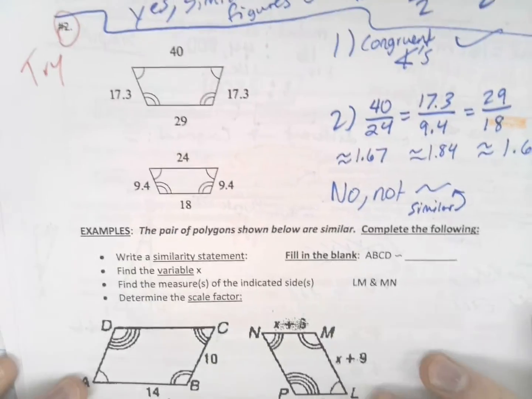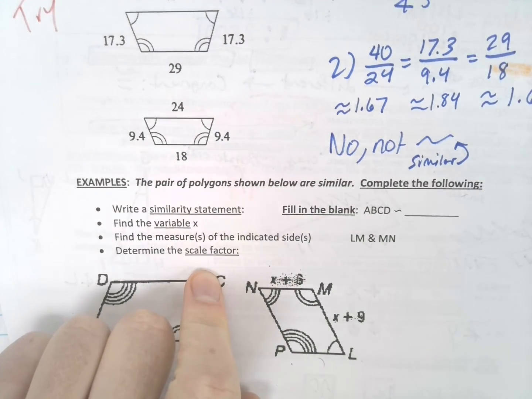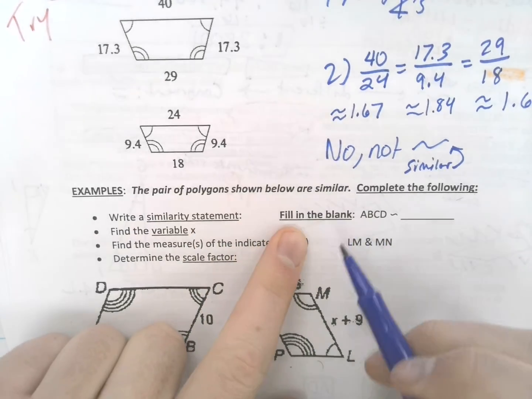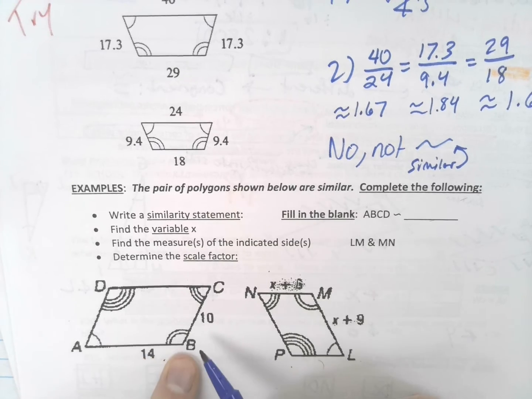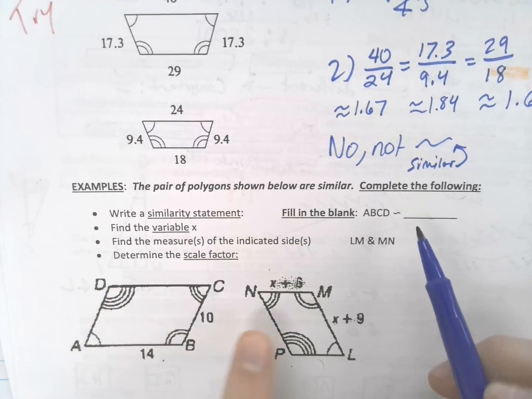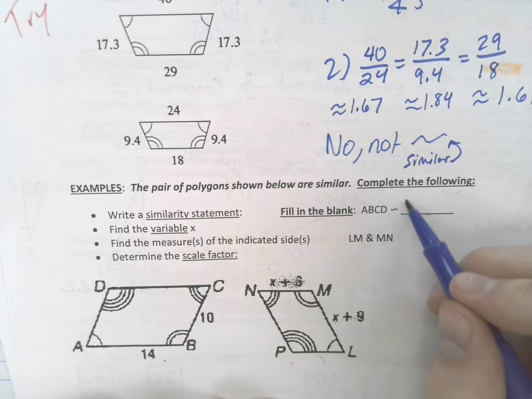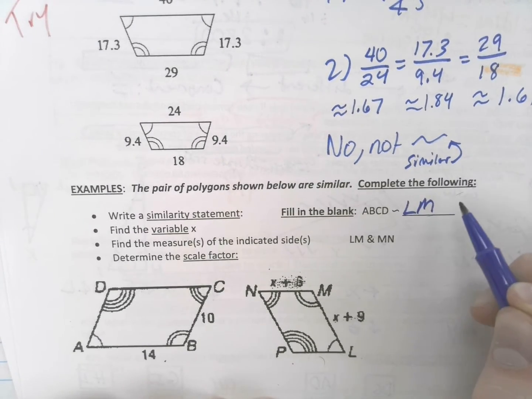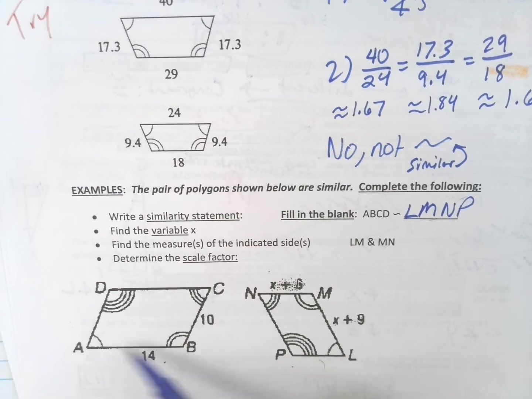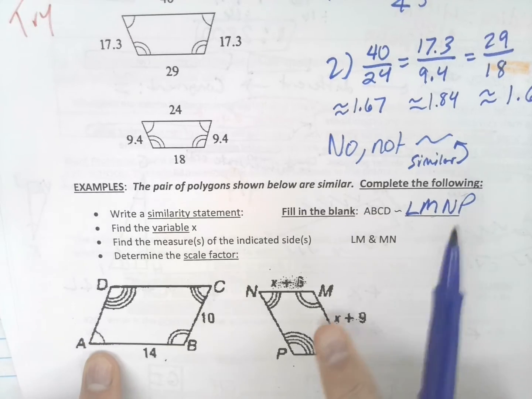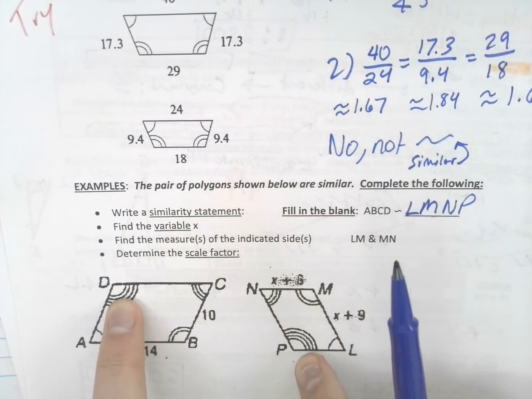So guys, the last similarity problem of the day. Man, this day's going by quick. Let's see if we can keep this up. We're going to write a similarity statement. So how would you guys fill in this blank? A, B, C, D is similar to, how would you line this up? That's right. We got L, M, N, P. Just like A, B, C, D. Because remember, you can follow the angles. 1 to 2 to 3 to 4.